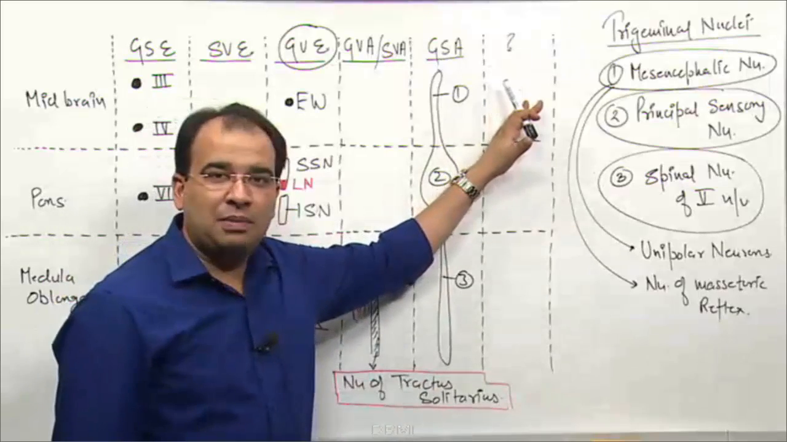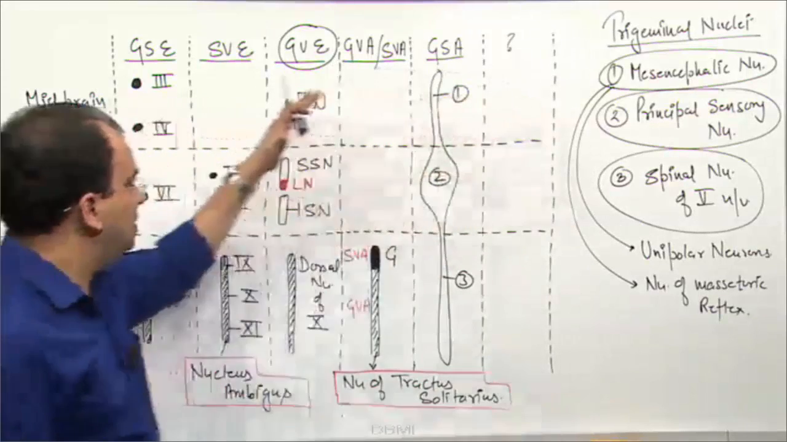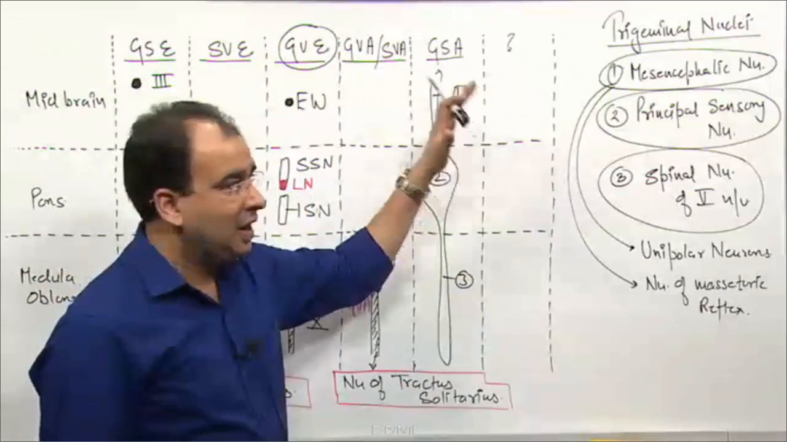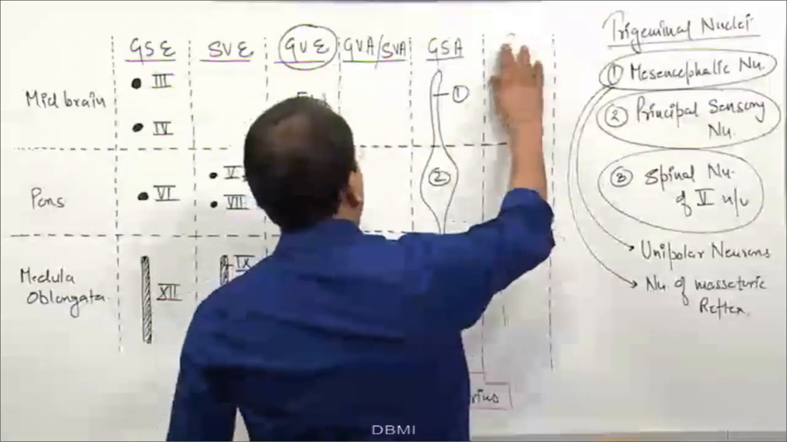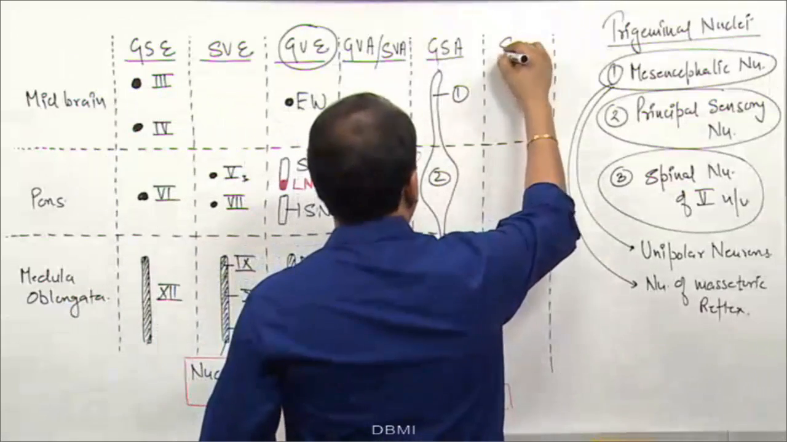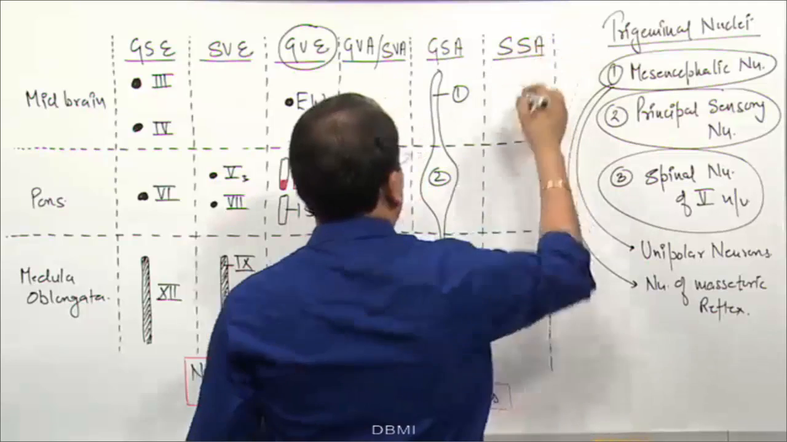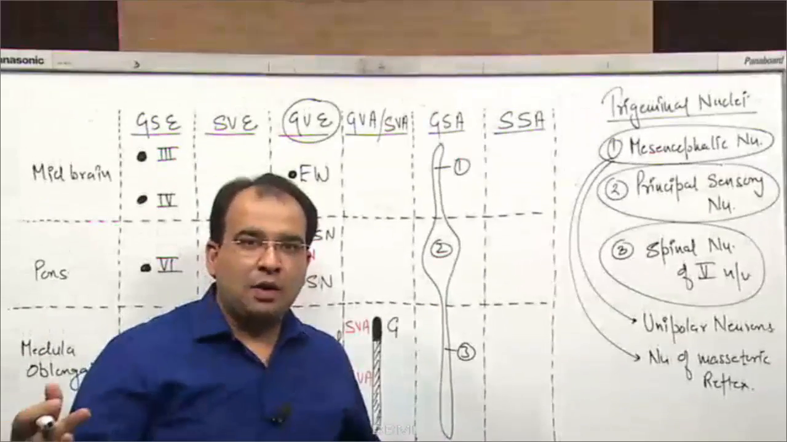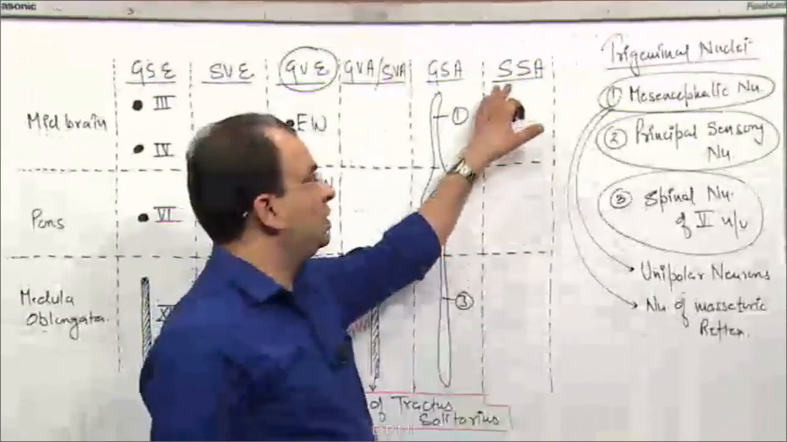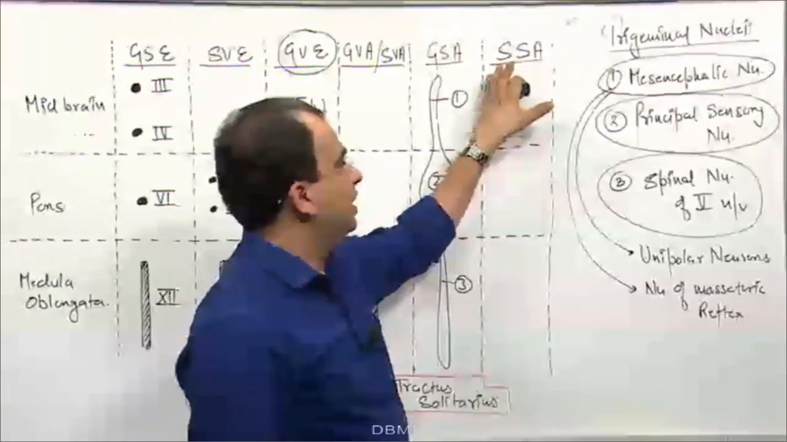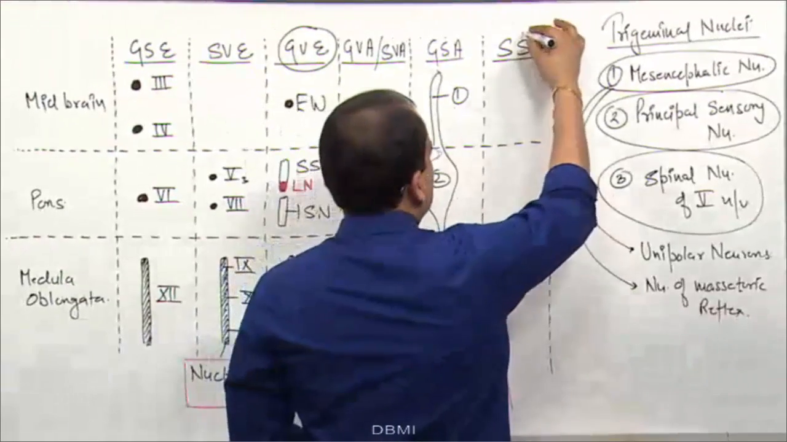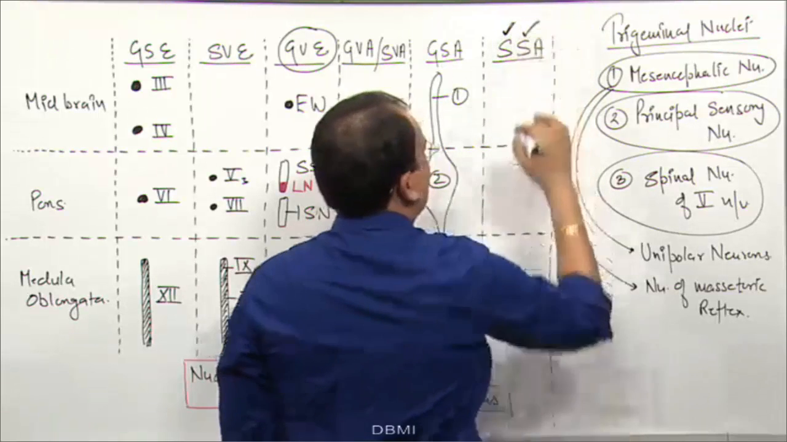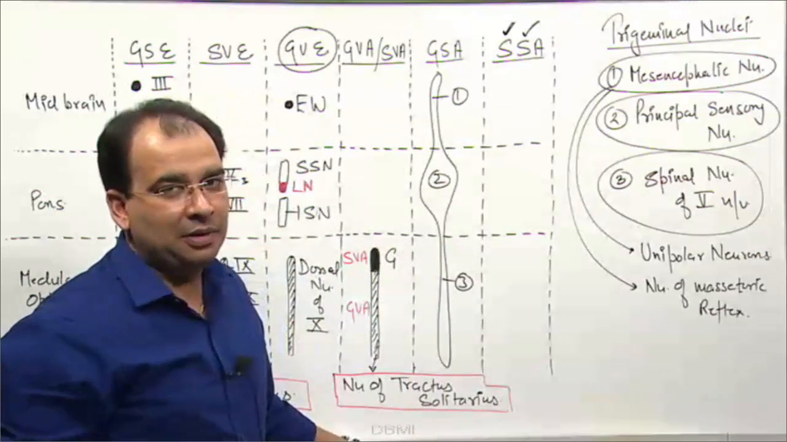Now we still have one column left here. What is this column for? We are done with all three efferent columns, and we are done with all three afferent columns, and there is one more column left, and this column, guys, is special somatic afferent. Look at the name itself, it is kind of odd: special somatic afferent. When you use the words special and somatic together, somatic represents the region, so it is special sensation from the somatic region.